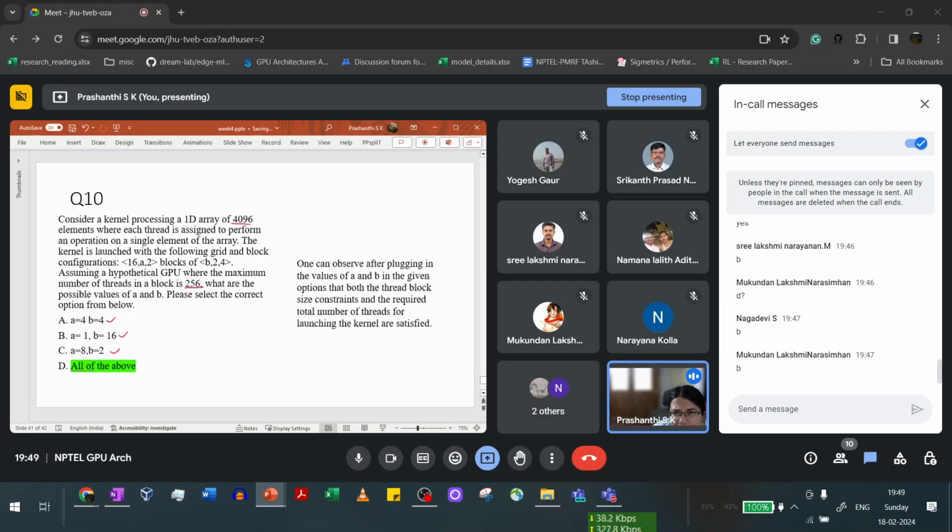The next constraint is 256. So 2 into 4 is 8, and 8B should be less than 256. Again, 2 would work, 4 would also work, and I think 16 also works. So all of these are valid even given both of those constraints. Therefore, all of the above is the correct answer. Is this clear now? Okay, great.